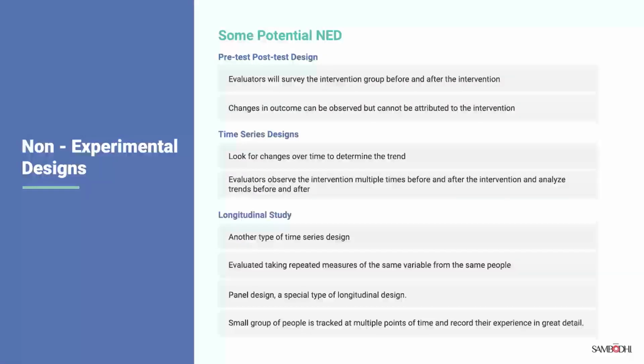Third is longitudinal study. This is another type of time series design. For this, the researchers repeatedly examine the same individuals to detect any changes that might occur over a period of time. Here, the researchers collect the same variable over time without trying to influence these variables. Under longitudinal design, there is a special type of approach called panel design. This method involves taking the same measures repeatedly from the same samples, often a small group, at different points in time to detect the changes and record their experiences in greater detail.